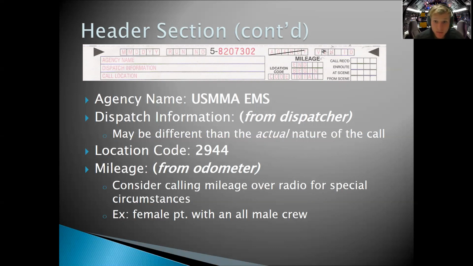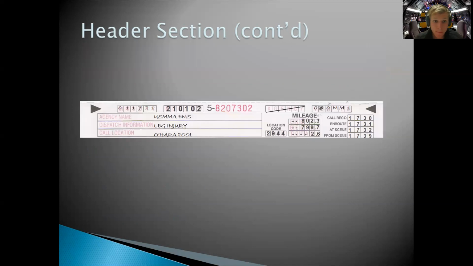You have mileages, ending, beginning, and then total to make sure you know how far it was and how far the ambulance went. This is mostly good for patients with all male crews and a female patient so that you say, I took them to the hospital, and that is it. So just cover your butts and make sure you're writing all this stuff in.